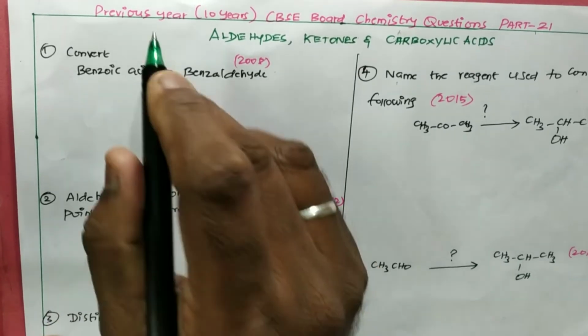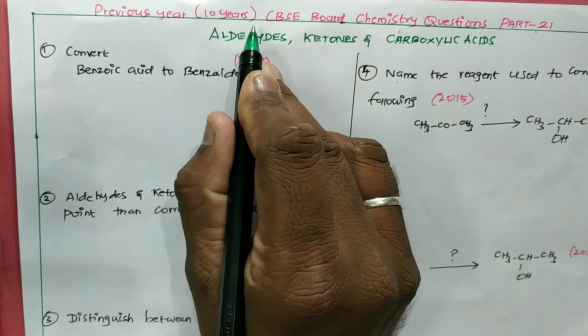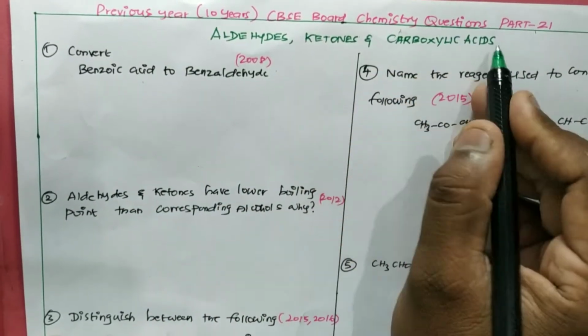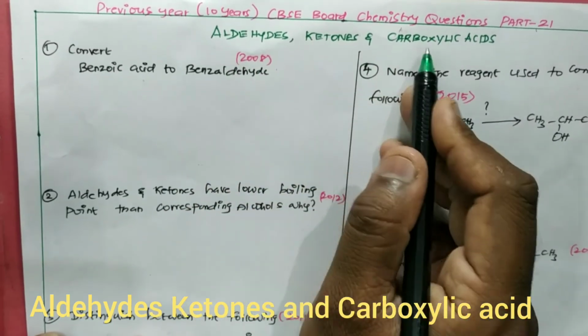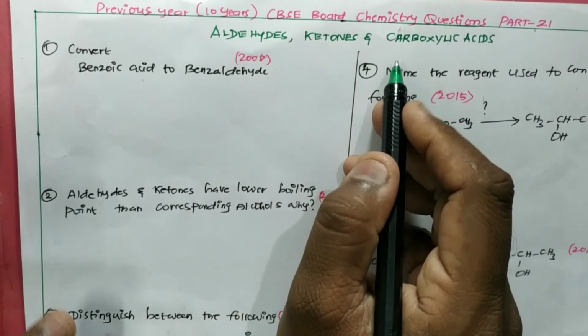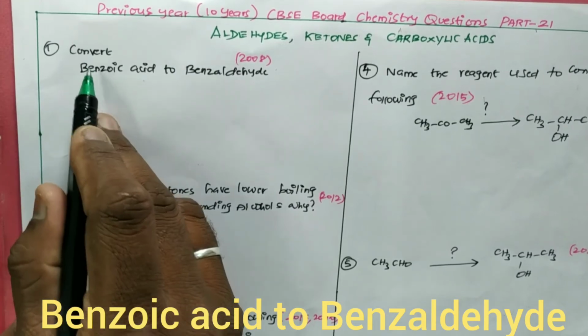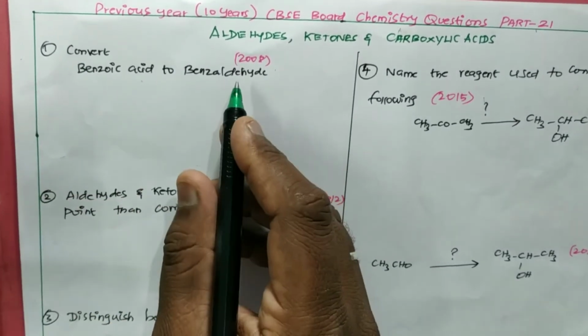Today we are going to talk about the previous year CBSE Board Chemistry questions, part 21, in which we are going to discuss the Aldehydes, Ketones and Carboxylic acid chapter. So the question number 1 is: convert benzoic acid into benzaldehyde.